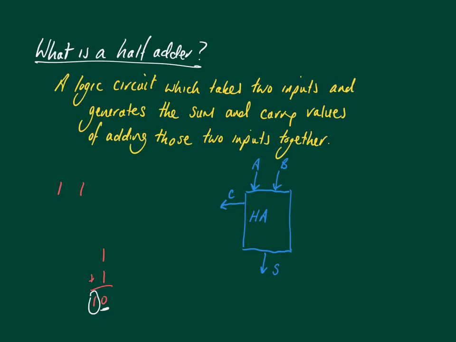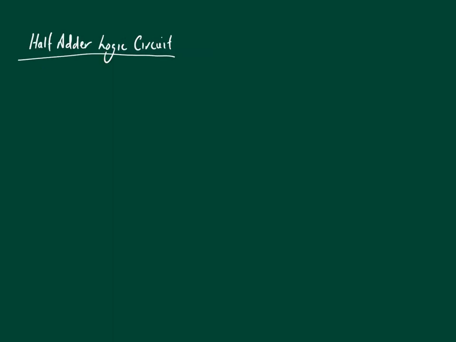So on the next slide, I'm going to show you how the logic circuit is put together so that you can get those two answers. So here's the logic circuit for the half adder. And what I've done is on the left, I'm going to have the logic circuit in yellow, and on the right, I'm going to have the truth table.